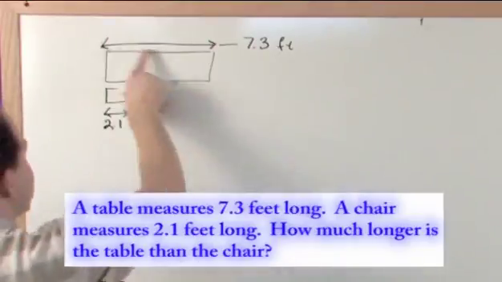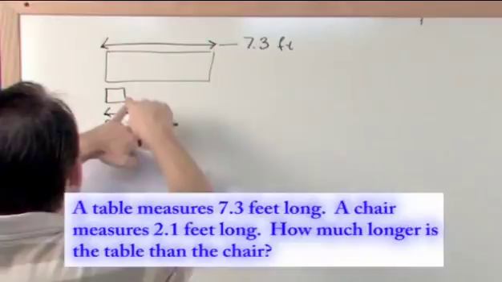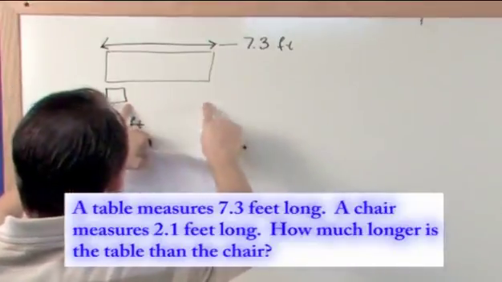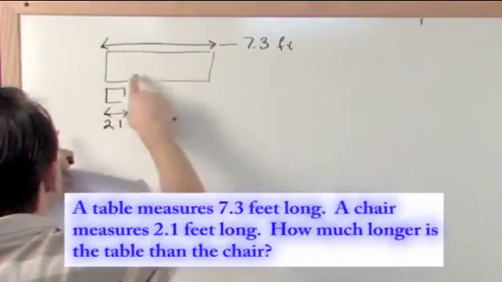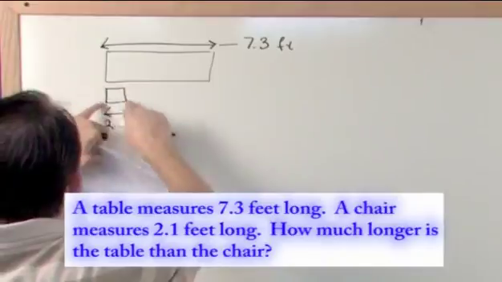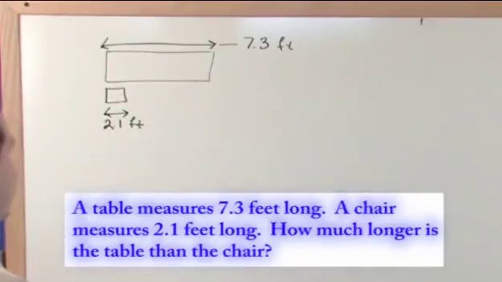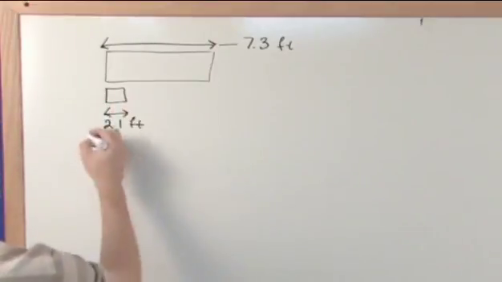So the table is this long and the chair is this long, and the only thing you're asked to do is find out how much longer is the table than the chair. So you want to know this distance, okay? Because you're trying to find out how much longer it is, you just subtract these numbers. So basically you're taking this distance and subtracting it off, and so you find this in the end, and that's why you do the subtraction. That's why you're not doing addition or multiplication or division. You're doing subtraction because you're trying to find out how much longer. So you want to subtract this part off.